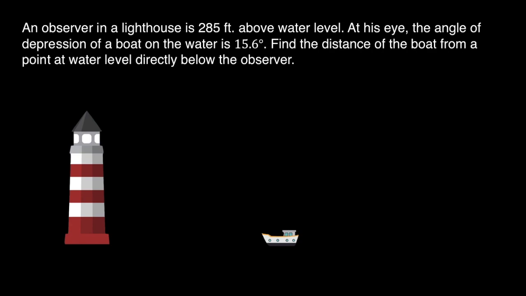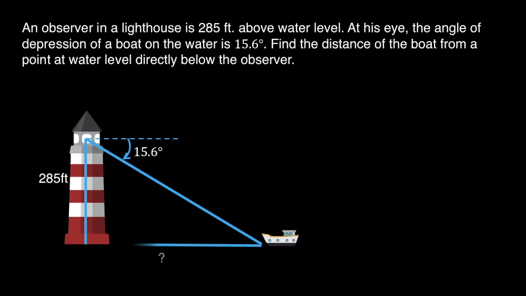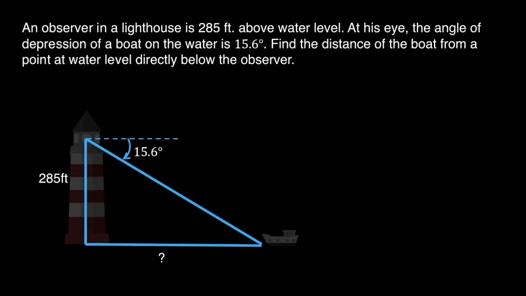An observer in a lighthouse is 285 feet above water level. At his eye, the angle of depression of a boat on the water is 15.6 degrees. Find the distance of the boat from a point at water level directly below the observer. It is helpful if we label the parts of our illustration. Let AB be the distance between the observer and the water directly below them. Let BC be the distance between the observer and the boat.